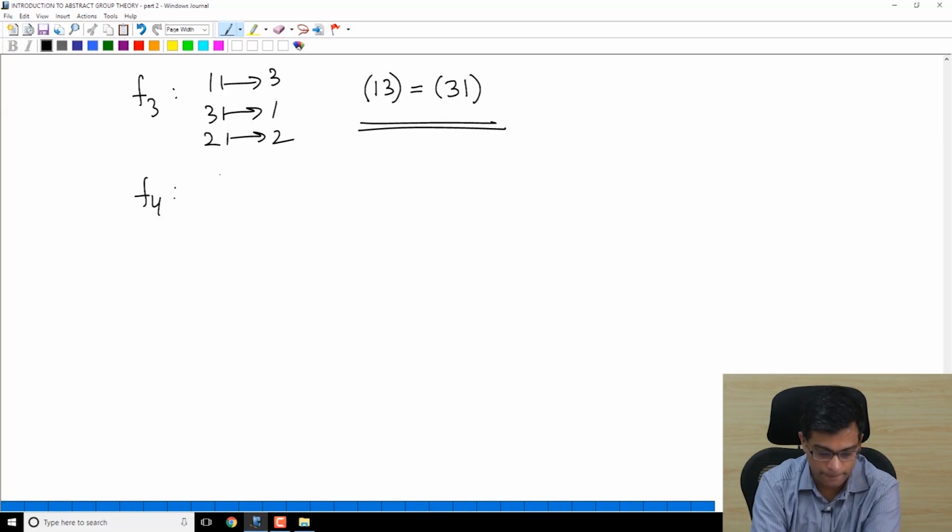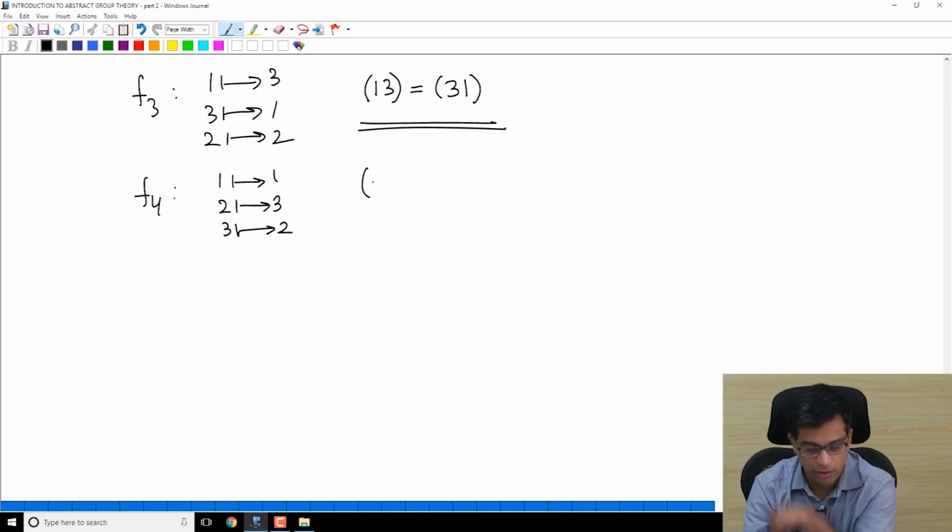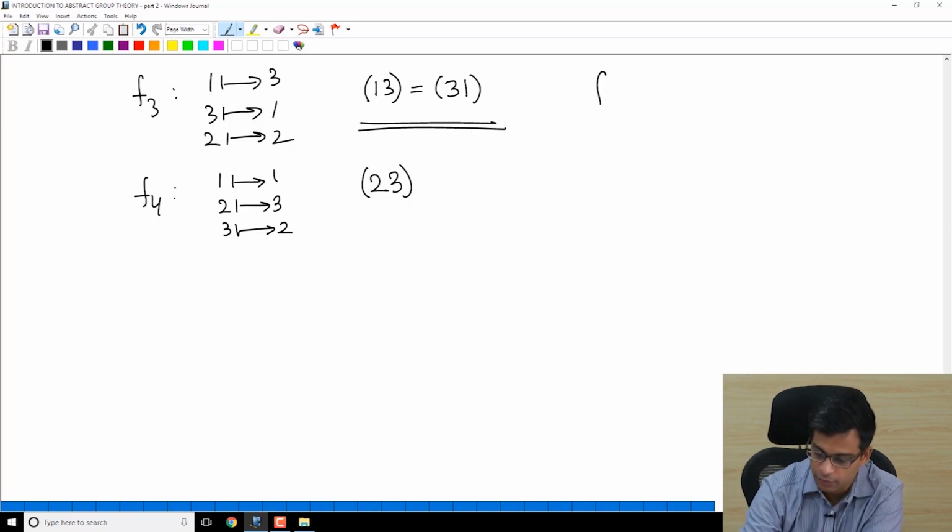It fixes 1 and it sends 2 to 3, 3 to 2. And again it's clear, 1 goes to 1, so I don't want to even write 1 in the new notation. So I start with 2, it goes to 3, 3 goes to 2, so I close the bracket. F5, F5 was 1 goes to 2, 2 goes to 3, 3 goes to 1.